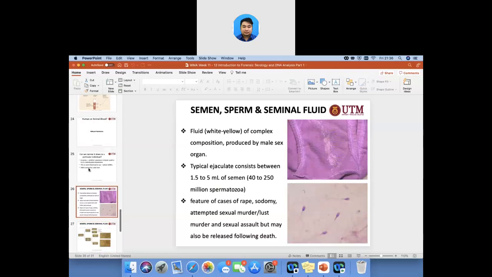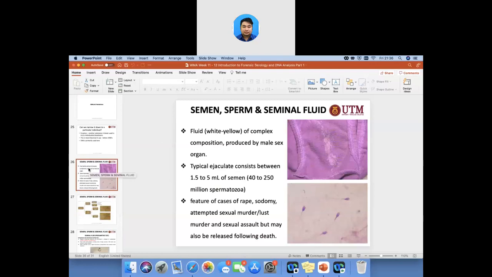So now, how about semen, sperm, and seminal fluid? Okay, we have semen, sperm, and seminal fluid, and you need to be able to differentiate between all three of these. All right. The white-yellow fluid of complex composition produced by the male sex organ is called semen. Typically, an ejaculation from the male sex organ would consist of 1.5 to 5 ml of semen, which usually contains about 40 to 250 million spermatozoa, which are the sperm.